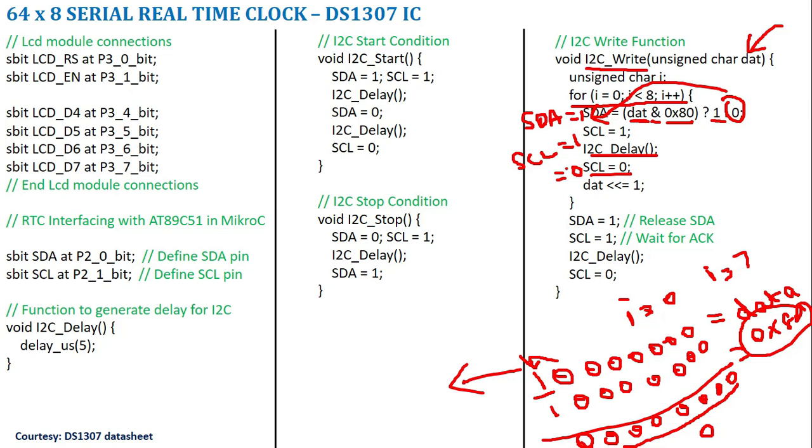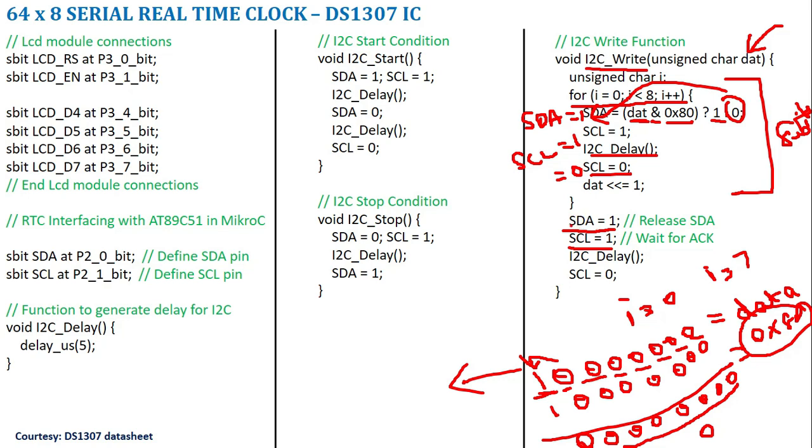Then again I do this SCL high and low operation. So like this one by one. First this bit is sent, next this bit, next this bit, this bit. So like that we keep on sending the data until all the 8 bits are transferred. After transferring all the 8 bits, we need to wait for the acknowledgement, right? So SDA is set with 1 and SCL is set with 1, right? At this time, the receiver, okay, this is from the transmitter point of view.